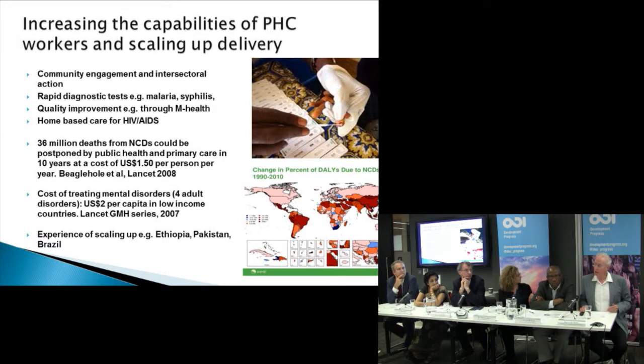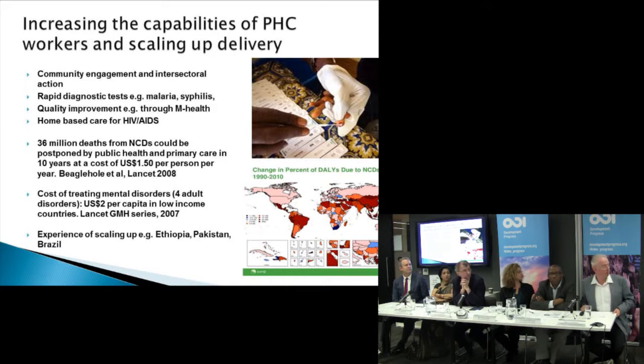What is important to say is that a lot of evidence is now building up around the increased capacity and capabilities of primary health care workers, primary care teams, to deliver on priority health goals. And there's just a few key points summarized in this slide. One of them is the importance of community engagement and intersectoral action, which I think has come through quite consistently this morning. That's easy to say, but it's not so easy to do, but very important to keep moving on that agenda. There are also technologies that can support frontline health workers. Rapid diagnostic tests is an obvious example for malaria, syphilis, for example.